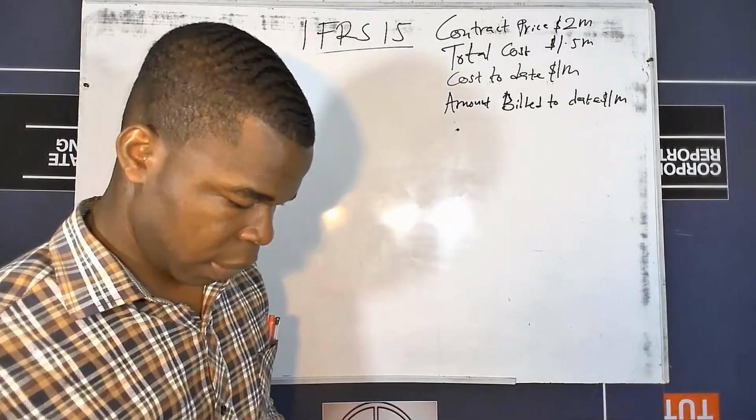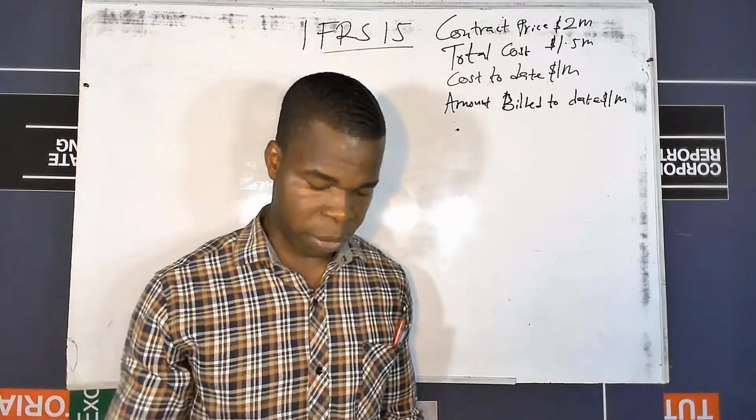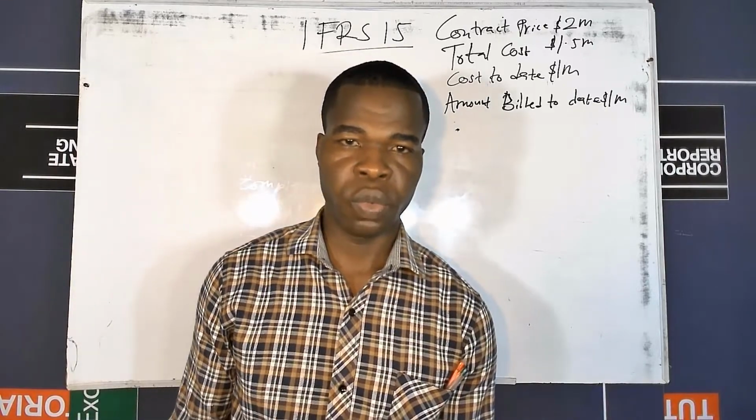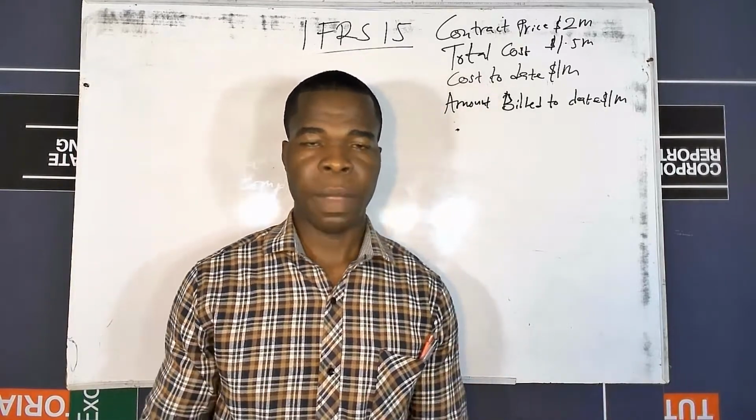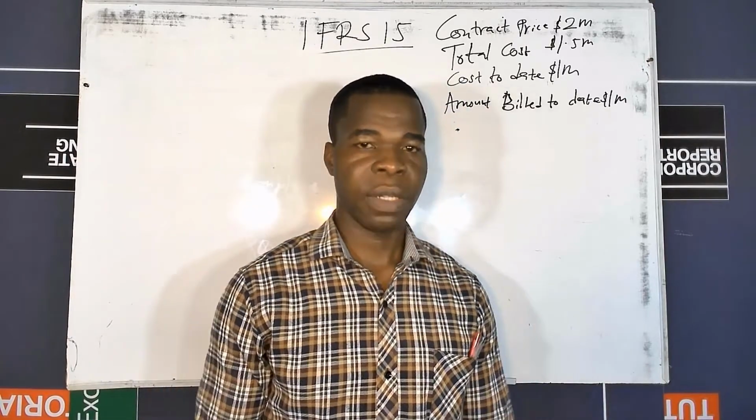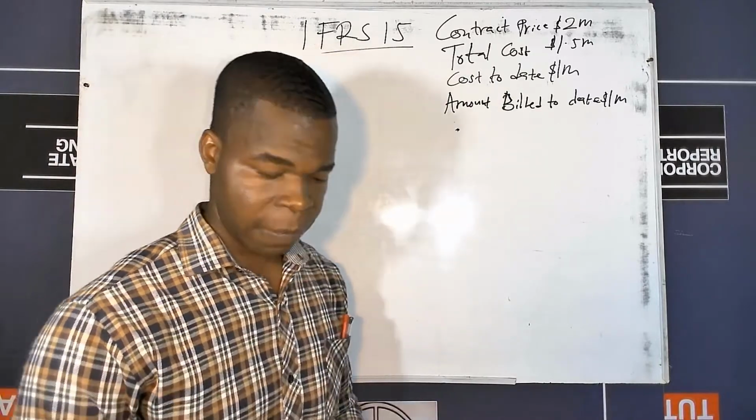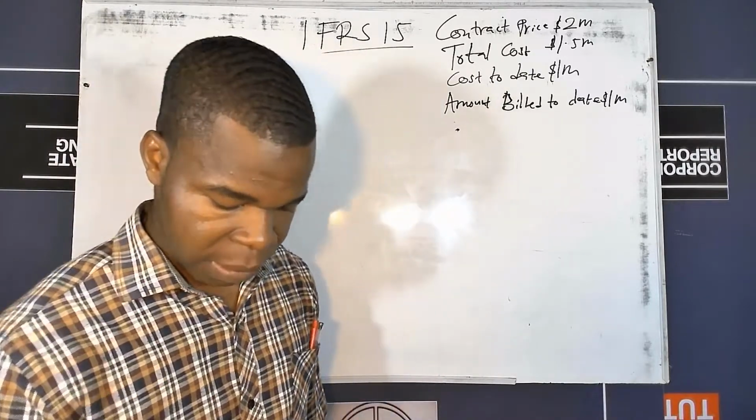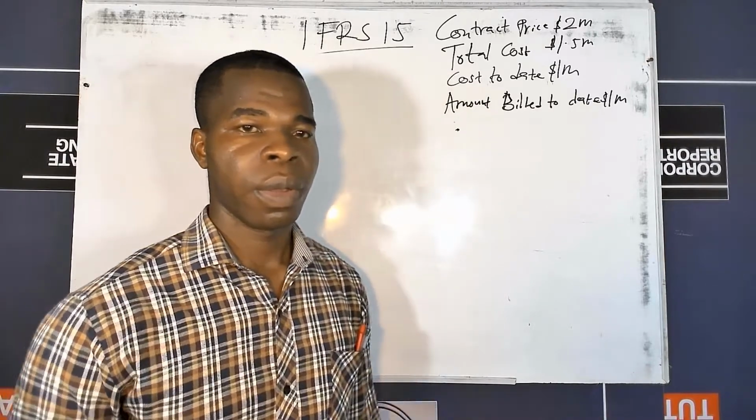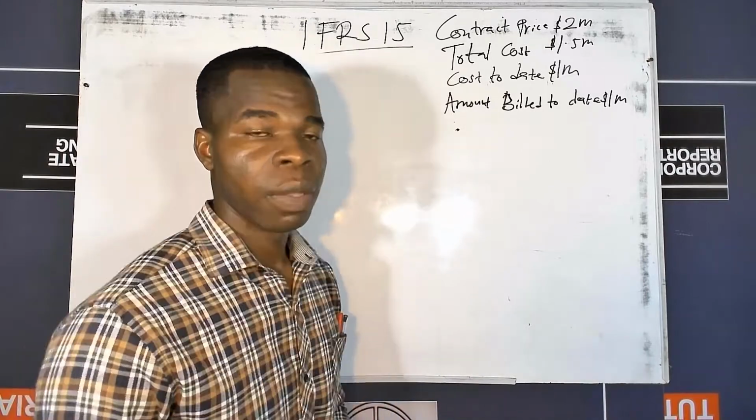Now we are told that Ronas decides to measure the progress towards completion based on cost incurred. So here it is going to measure the percentage of progress using the cost incurred. So how do we go about this question? The first thing first, what's the requirement? The requirement is how should the transaction be accounted for in the financial statement of Ronas as at 31st December 2021.